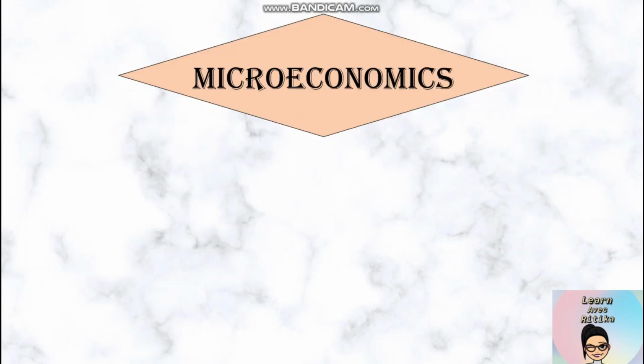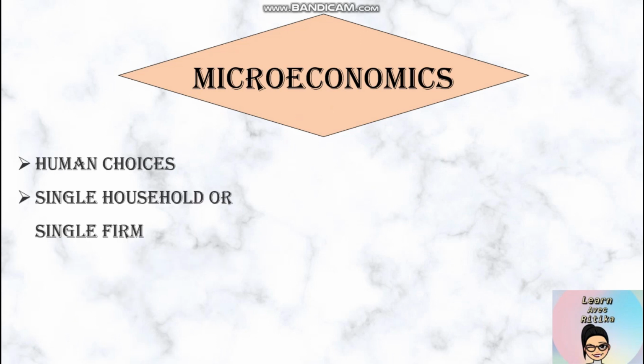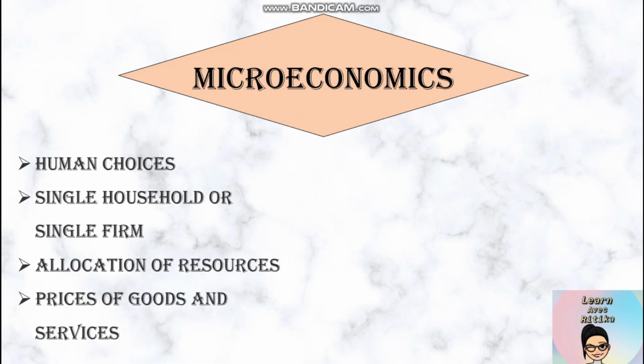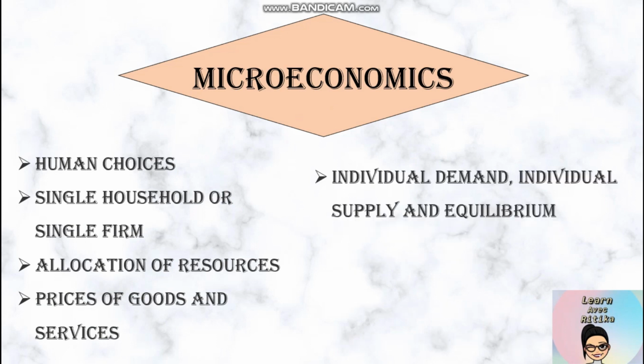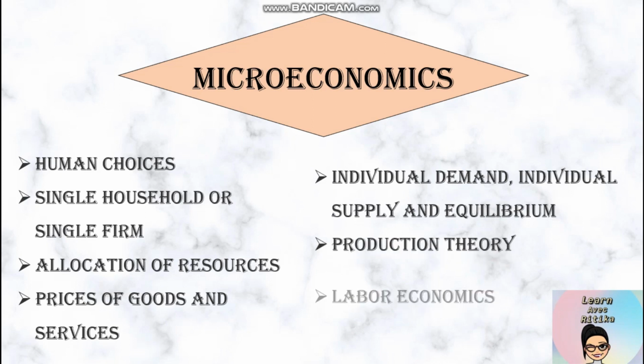This falls under microeconomics. Let's get into the details of microeconomics. It basically focuses on human choices of a single household or a single firm. As you saw in the picture, a mother was deciding whether to purchase onions and tomatoes, and the price of onions affected her buying decision. Similarly, allocation of resources is based on the prices of goods and services offered in the market. Microeconomics therefore focuses on individual demand, individual supply, and equilibrium. It also focuses on production theory and labor economics.